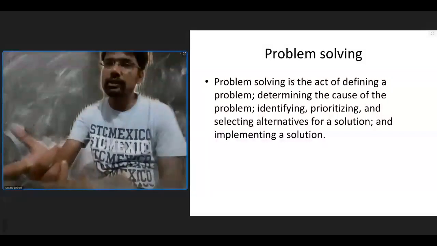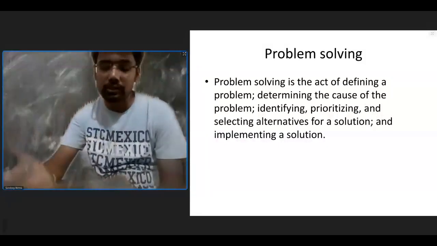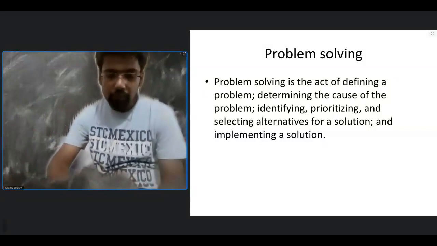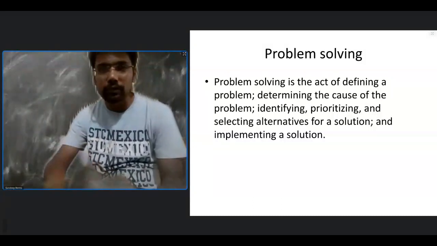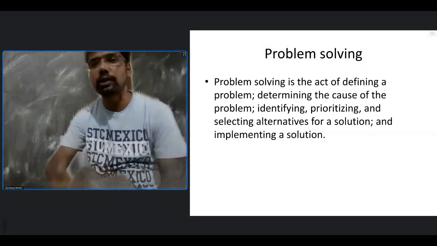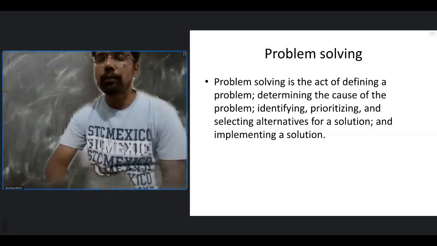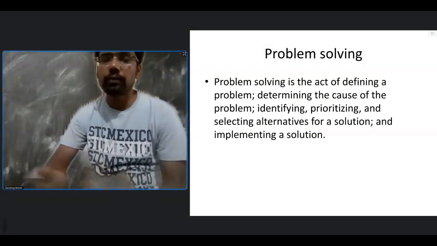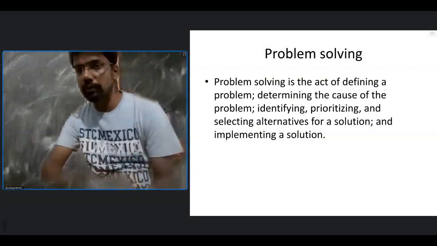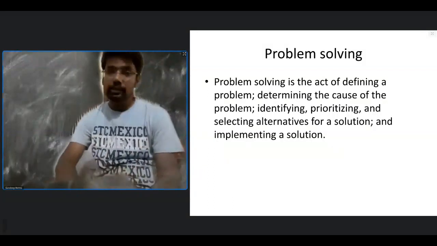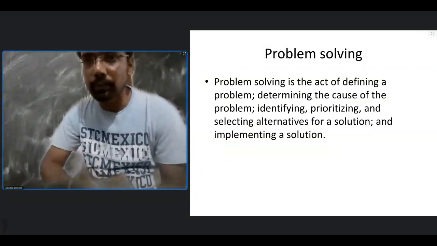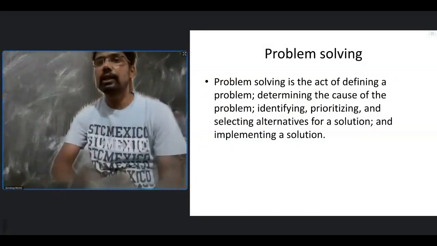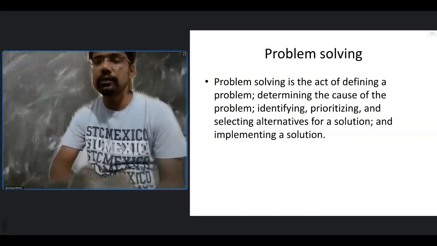It might sound very easy, but it's also one of the very difficult tasks. You have to sit through it, go through it, observe it, understand it, and a lot of other things also. So problem solving is the act of first, the first thing they're saying is you have to define a problem. The second step is determining the cause of the problem, then identifying, prioritizing, and selecting the various alternatives to it.